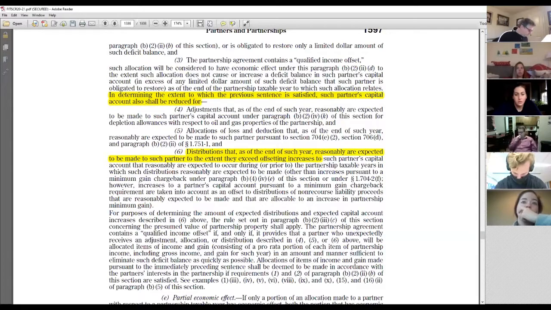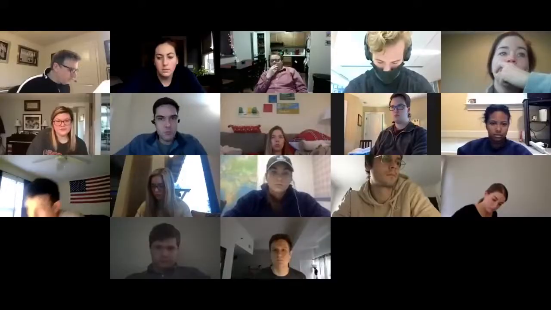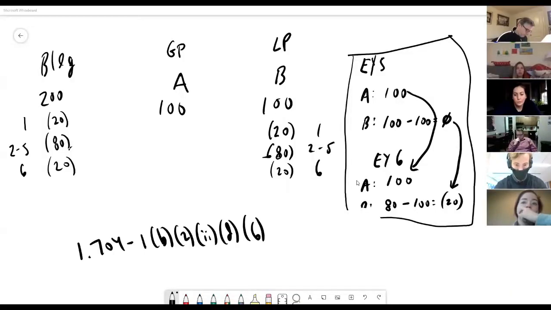And so for purposes of seeing how low B can go, we're going to pull forward this distribution. Again, we're not really adjusting B's capital account. I'll put this in red, because this is not going to show up on the capital account, but this is what we're doing for purposes of seeing how low B can go. This is our distribution, year 7. We're pulling that forward.